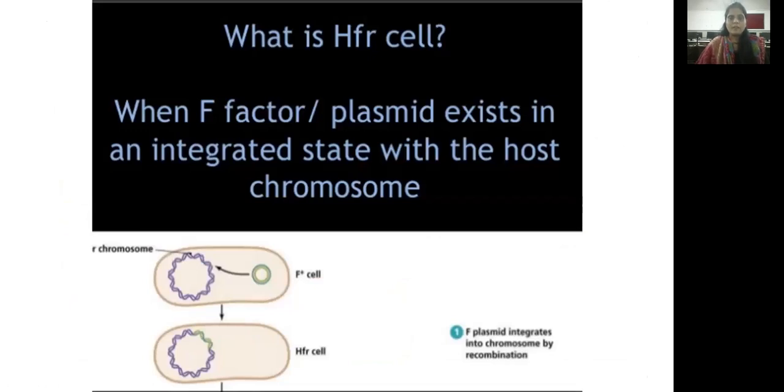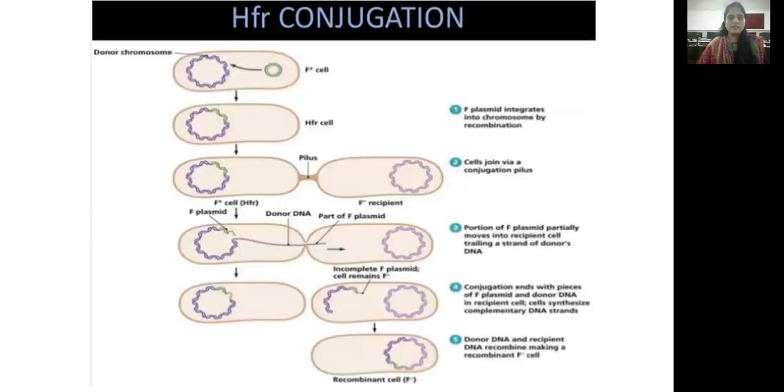Next term is HFR. What is an HFR cell? When the F factor, that is the plasmid, exists in an integrated state with the host chromosome. See here it is given in the diagram. F plasmid, here it is independently present, that is, independent from chromosomal DNA. But when this F plasmid gets integrated into the host chromosome, these are called HFR cells, high frequency recombinant cells. When the F factor or F plasmid gets incorporated into the host chromosome by recombination, such cells are called HFR cells.